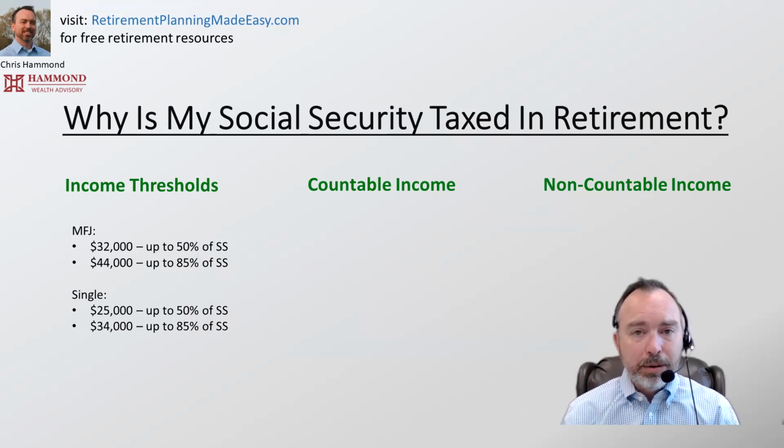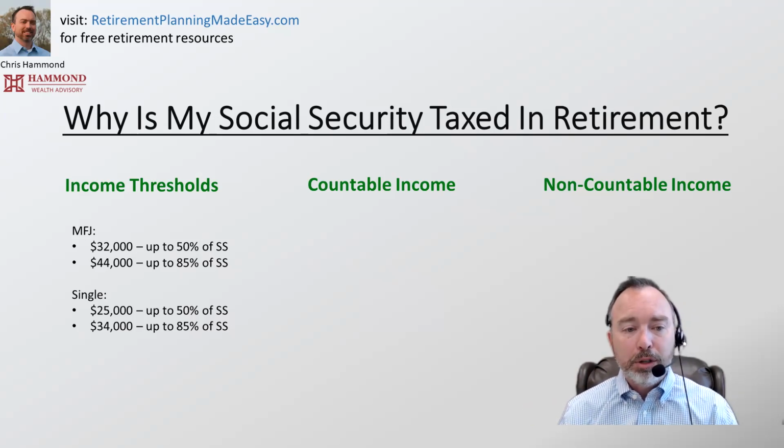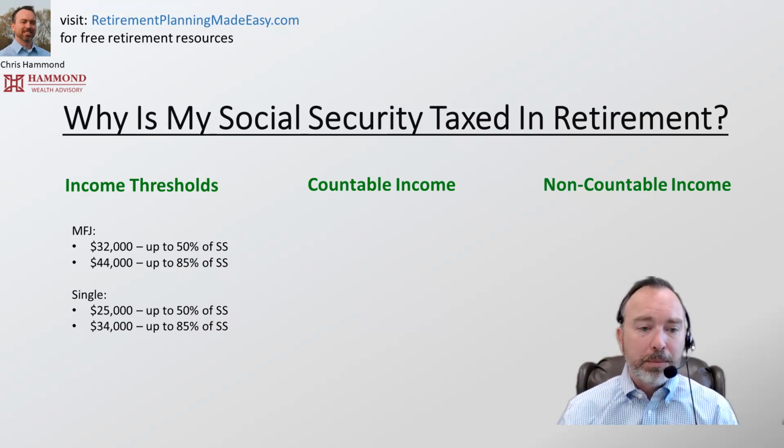Now, with a single individual filing a single tax return, the number is $25,000 for up to 50% being taxable, and $34,000 for up to 85% of Social Security being taxable. Now, you'll notice that as of current law, no more than 85% can be subject to tax, which means that 15% of your Social Security benefits are tax-free.